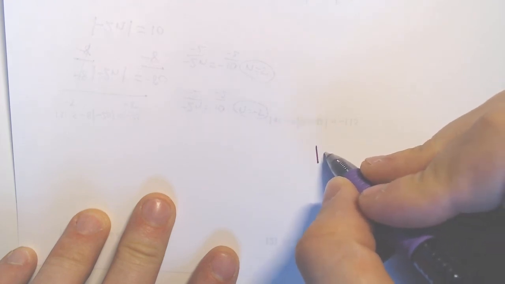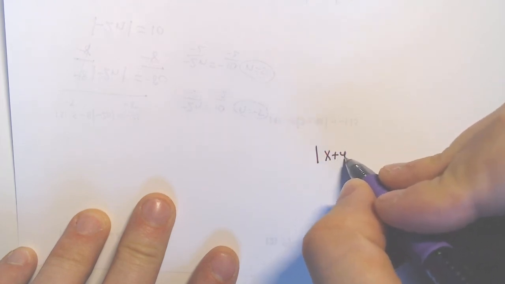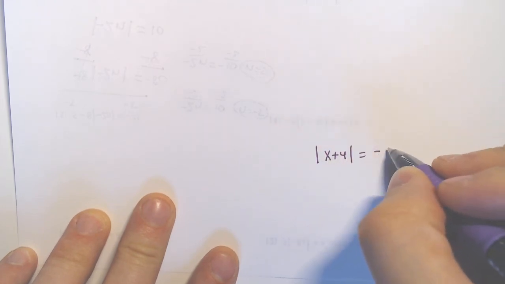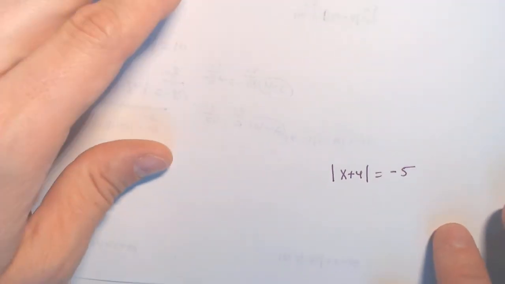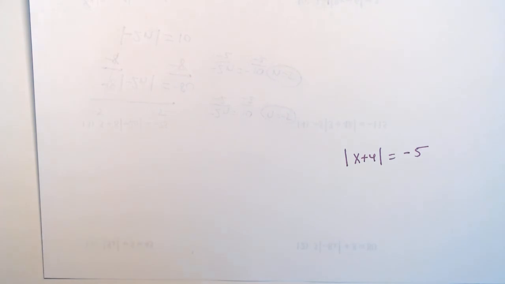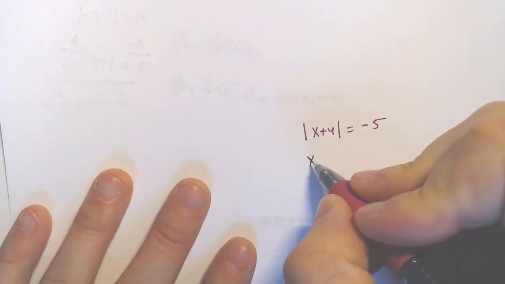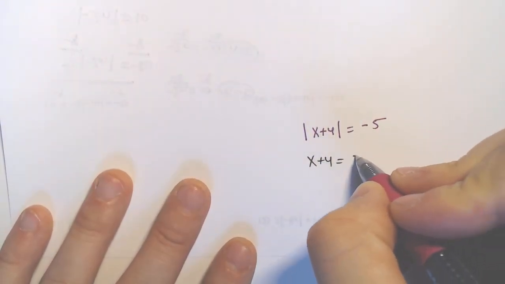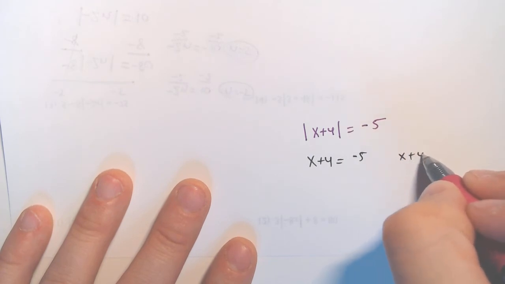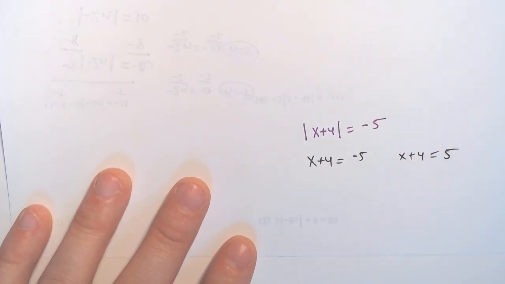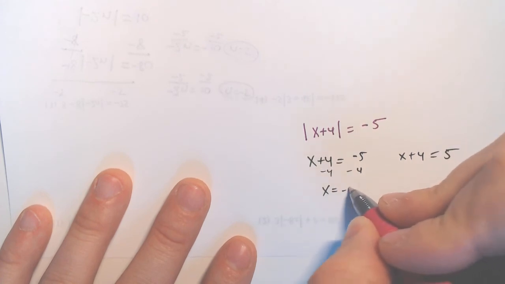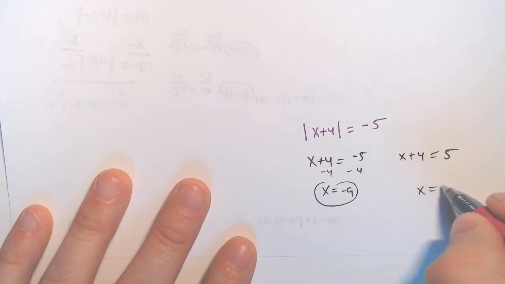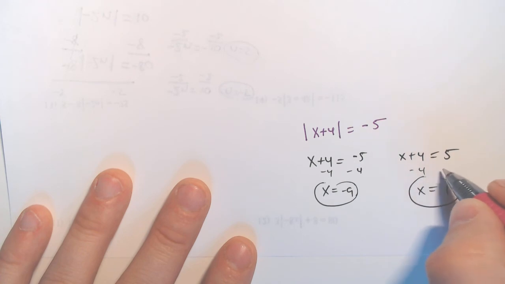Let's say that we had something like simple absolute value of x plus 4 equals negative 5. All right? It seems simple. It seems easy. Absolute value bars are already by themselves. We're going to end up with x plus 4 equaling negative 5 and x plus 4 equaling positive 5. Subtract the 4, subtract the 4. X would equal negative 9, and x would equal 1 when we subtract 4 here.